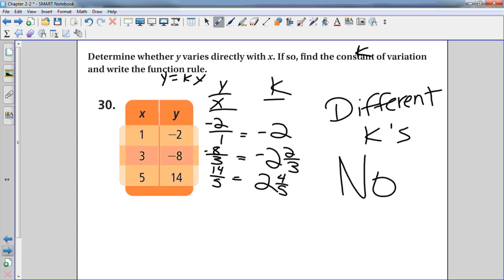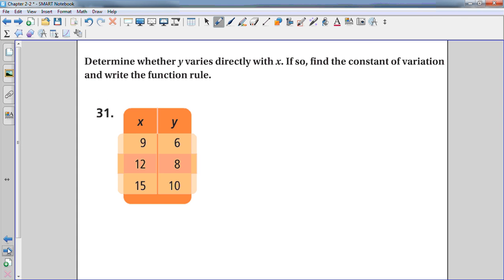Let's go to the next page. Let's look at this one. Go ahead and find the k for each one. Let's do that. So I have my y over x. I'm doing same directions. I didn't read the directions. I guess same direction. So I have 6 over 9.